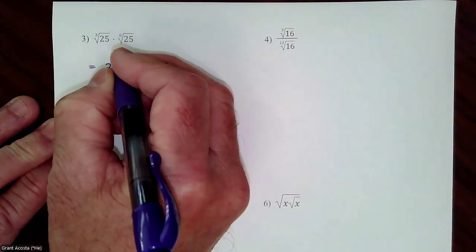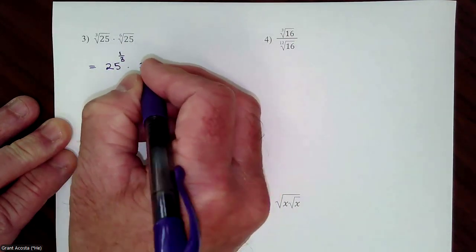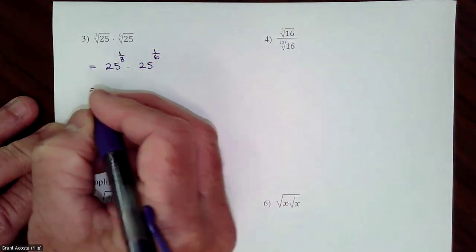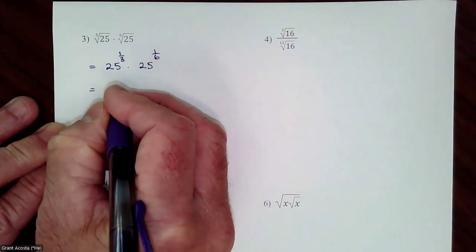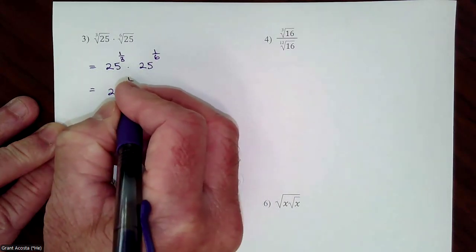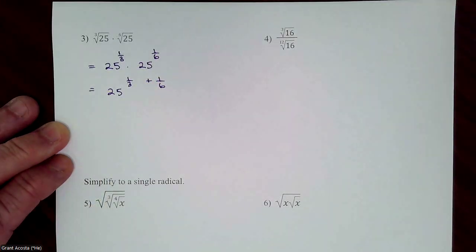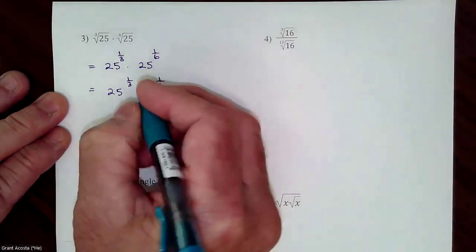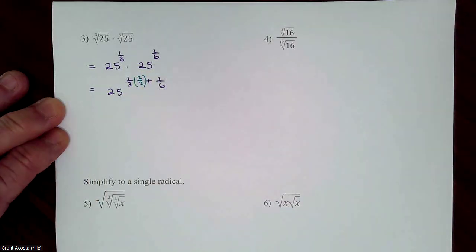The cube root of 25 is the same as 25 to the 1/3. The 6th root of 25 is 25 to the 1/6. And then remember, if I'm multiplying and my bases are the same, what do I have to do with the exponents? I need to add them. So I have to figure out what 1/3 plus 1/6 is. So you need a common denominator. Between 3 and 6 would be 6. So I want to multiply this one top and bottom by 2.